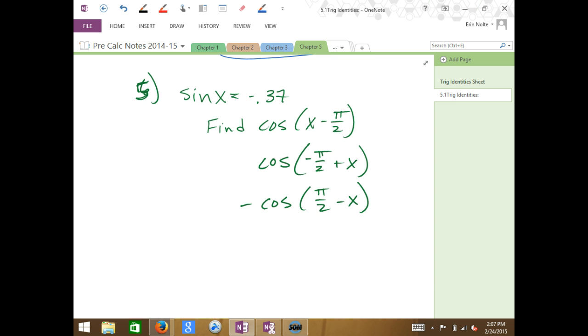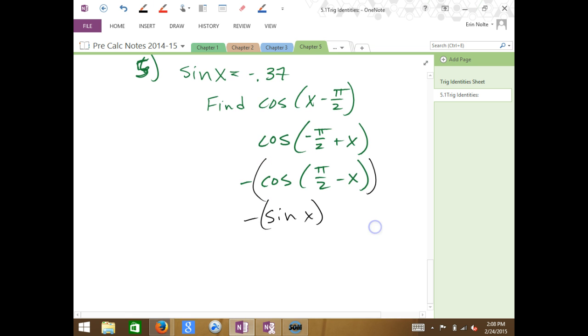Okay, so now I'm going to say, oh, wait a second. This part right here, the cosine of pi over 2 minus x, is a cofunction. What is it equal to? It's equal to the sine of x, yeah. And so now I can plug that value in, because of what is given to me. So if I have negative, and then the value was negative 0.37, if I have a negative negative, it's a positive. Did that one make sense?